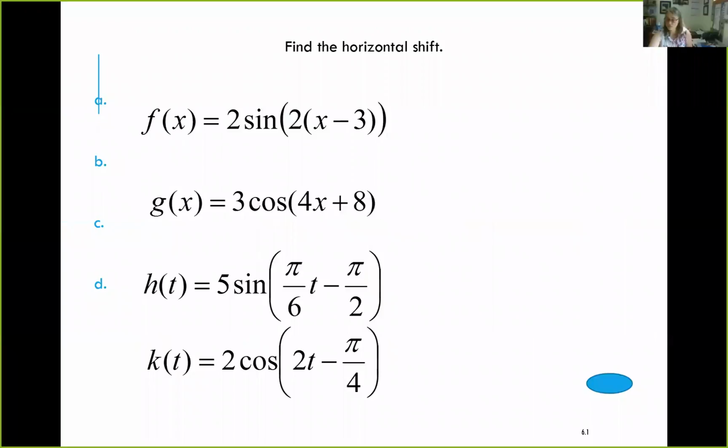It's only going to shift 2, because we need to remember that our basic form, if I put this in basic form, it would be 3 times the cosine of, factor out a 4 here, x plus 2, and we'll see that we have a horizontal shift of 2 units. So this one's got a horizontal shift of 3 units.